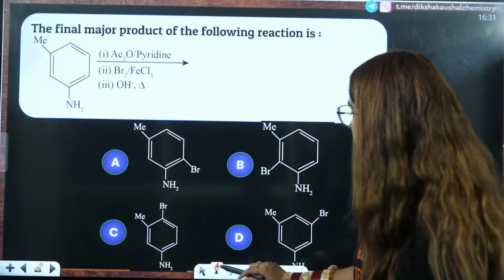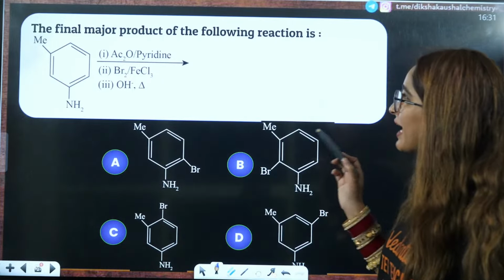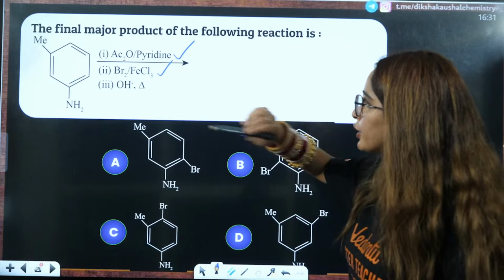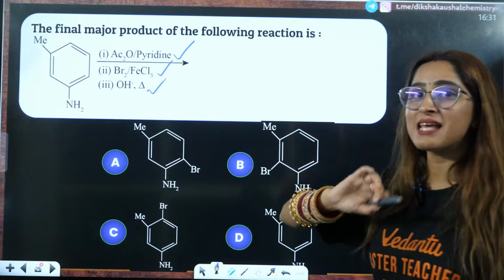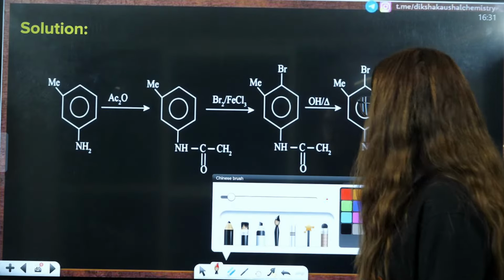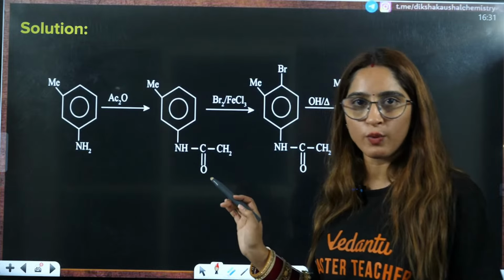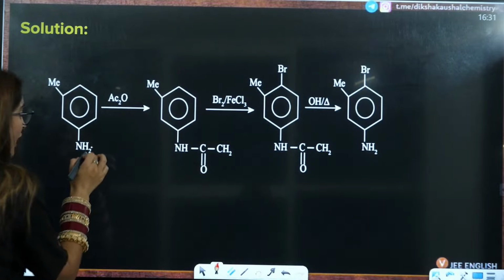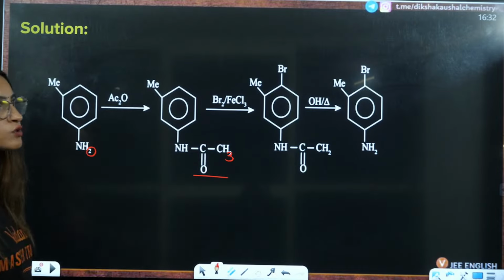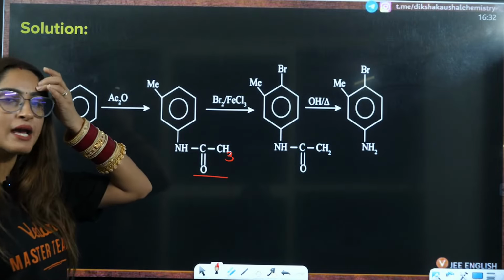Next is, this compound is given to you. Again, they have asked you, firstly, we are doing acetylation. Then we are adding Br2. Then we are adding base and we are heating it. So let us see what exactly we are doing here. First is acetylation. So directly what will happen here? In place of this hydrogen, you will have the attachment of COCH3. Then you add Br2.